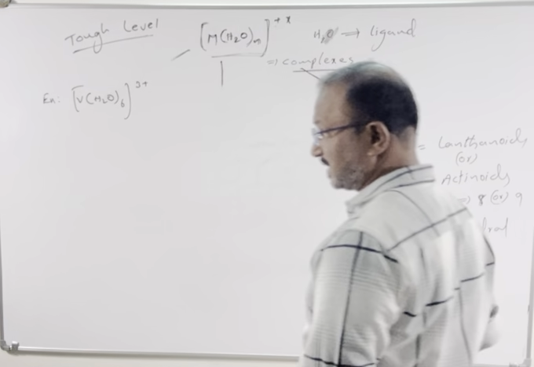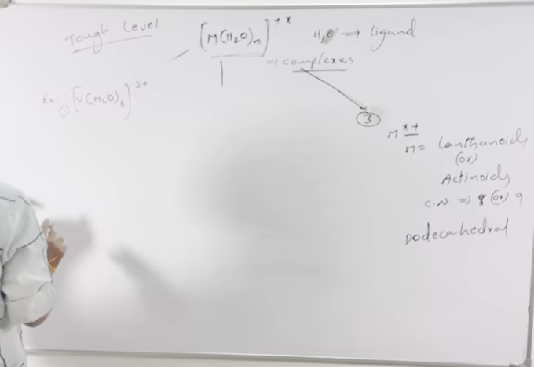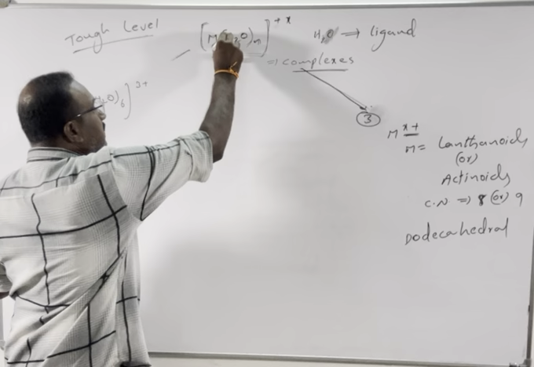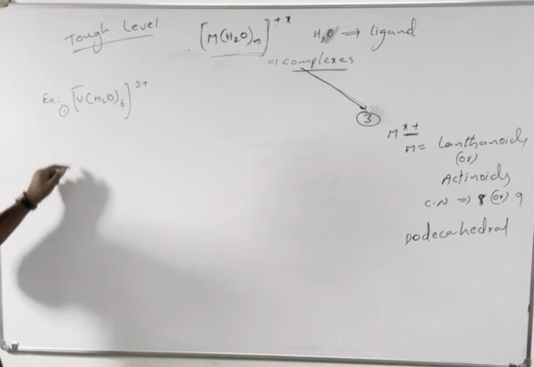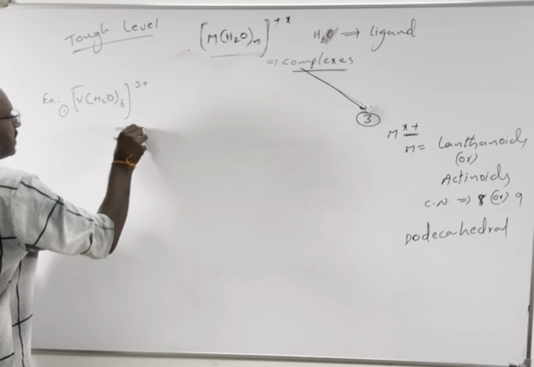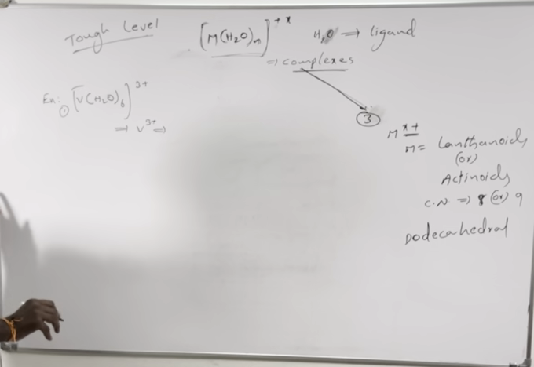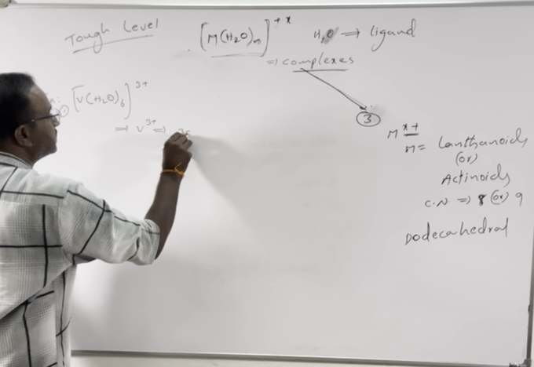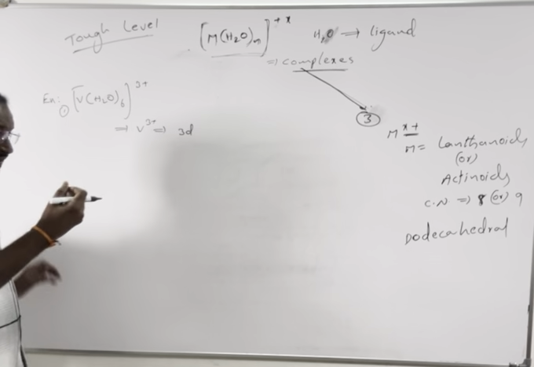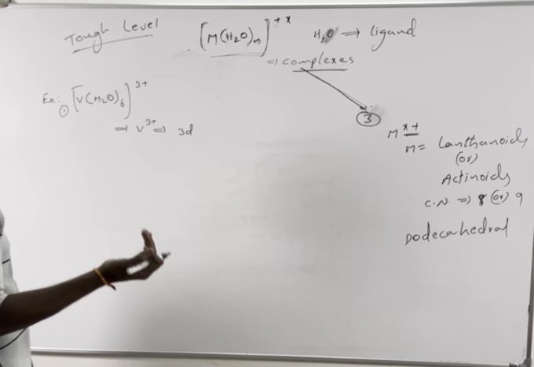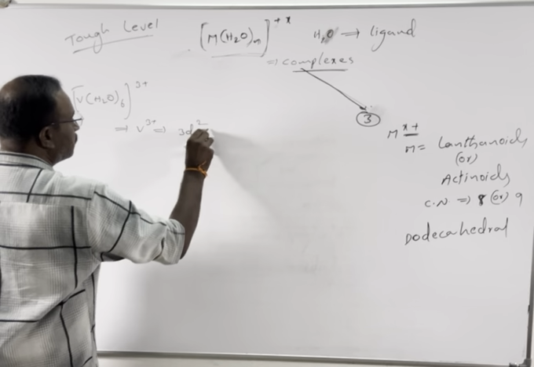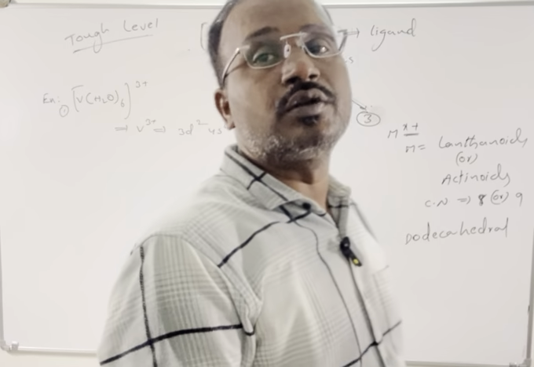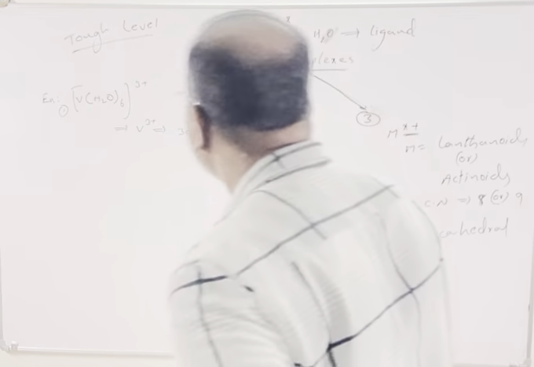This is one example where water exists as the ligand. Here, the vanadium oxidation state is +3, and the electronic configuration of vanadium, 4s2 3d3, becomes 3d2 4s0 for V3+. 3d2 4s0 is the configuration for vanadium in [V(H2O)6]3+.